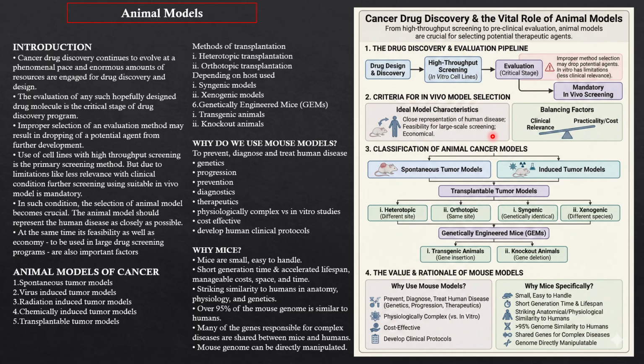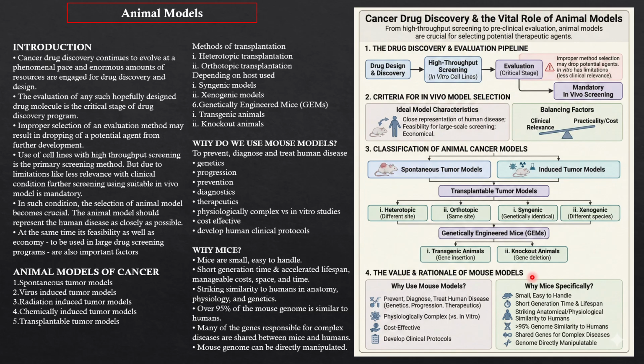And the classification of animal cancer models can be spontaneous tumor models, as well as induced tumor models. Both are transplantable tumor models with different types like heterotopic, orthotopic, and then syngeneic, and then xenogeneic. These are induced in genetically engineered mice or GEMs, and there are two different types: the transgenic animals as well as the knockout animals, where in transgenic animals gene insertion takes place and gene deletion takes place in the knockout animals.